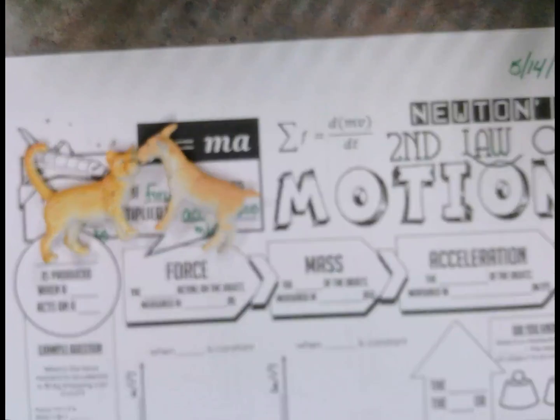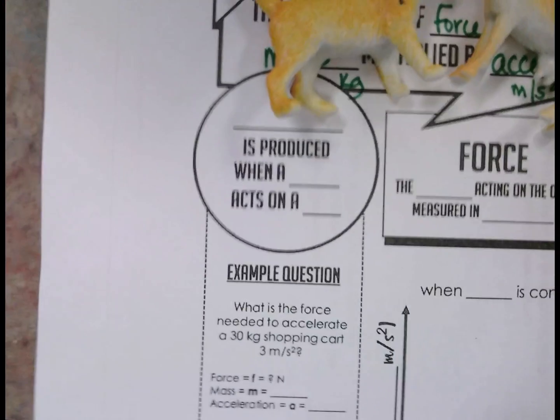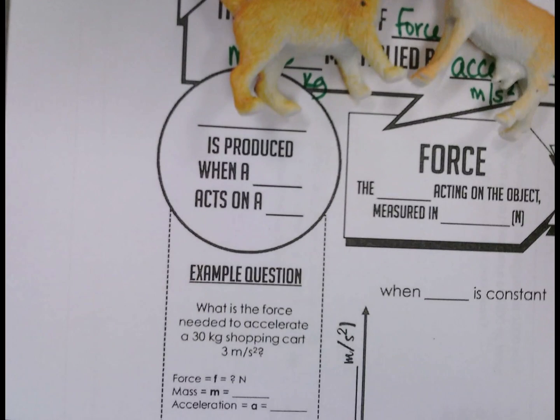Oh, they're friends. So looking over here, looking at this little circle right over here, I'll zoom in a little bit more. Blank is produced when a blank acts on a blank. This is going to be acceleration.